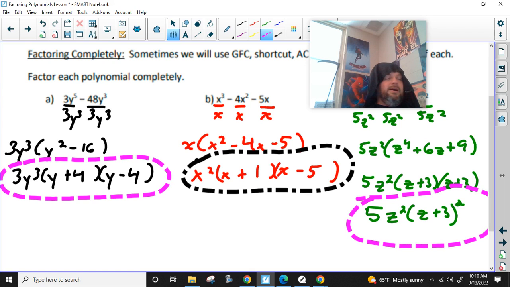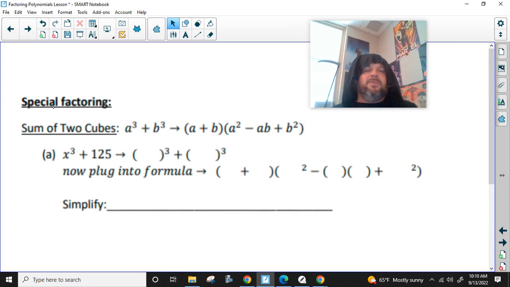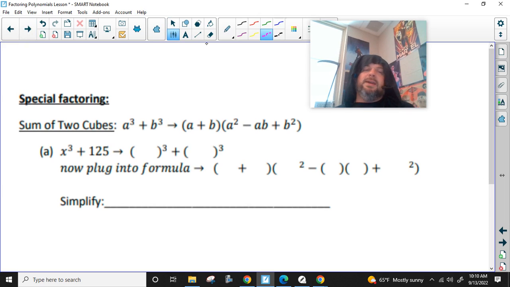All right. So now this is our kind of new thing that we're covering. This is special factoring. Okay. Where we're actually factoring cubes. It's called cubes because it's to the third power. And we have this little form right here. We'll have an A and a B when we plug in.